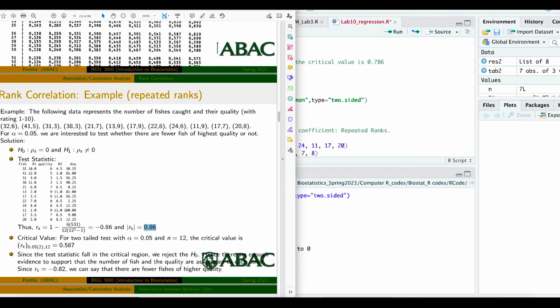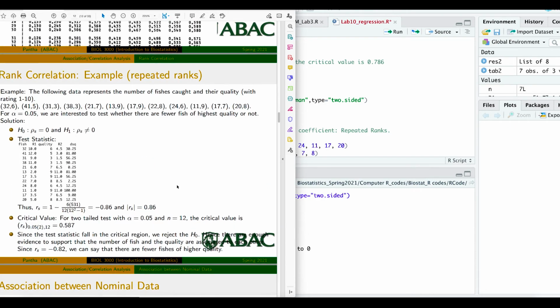since it is bigger than the critical value, we reject the null hypothesis. Hence, there is enough evidence to support that the number of fish and the quality are associated with each other. Since rS equals negative 0.86, we can say that there are fewer fish of higher quality, because whenever the correlation coefficient is negative, when one increases, the other will decrease, right? So we say that there are fewer fish of highest quality.